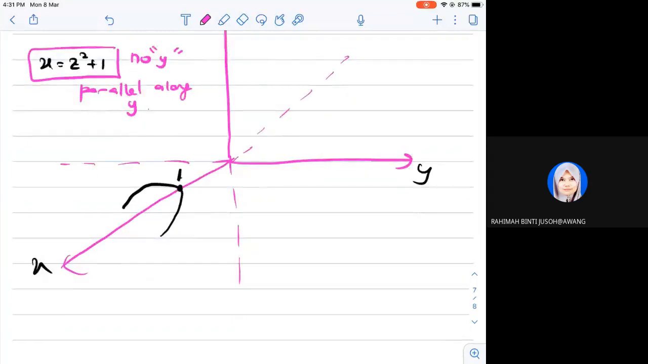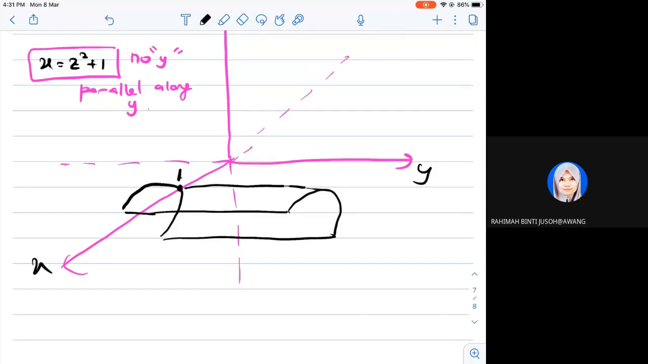Okay, so bila parallel along Y, what we do, you tarik lah. You tarik belah kanan, boleh belah kiri, boleh suka hati, tapi saya suka tarik belah kanan lah. Like this. You tarik lah. Tarik. Oops, dia pendek sebelah, panjang sebelah. Macam ni. Like that. Understand? Yes.